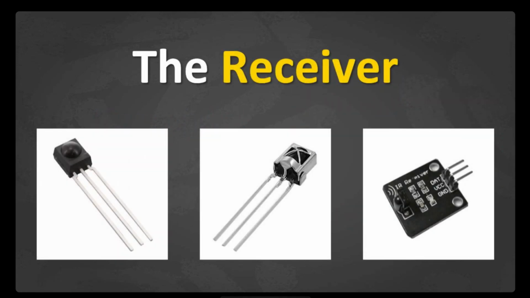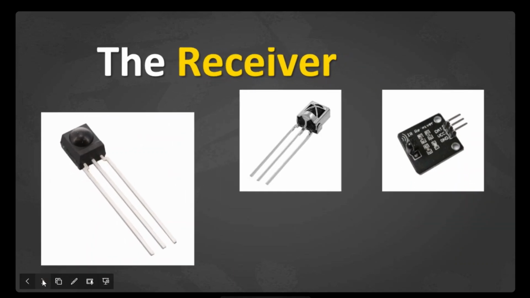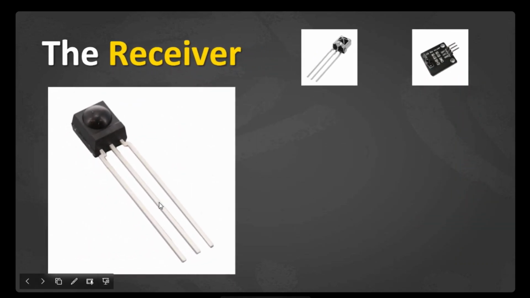So now let's talk about the receiver. Yeah. So this is what a receiving module looks like. Couple things to note. You have these 3 pins and then you have this black rectangle. I'll go into more detail later, but that's what demodulates the signal. I'll explain what that means later.